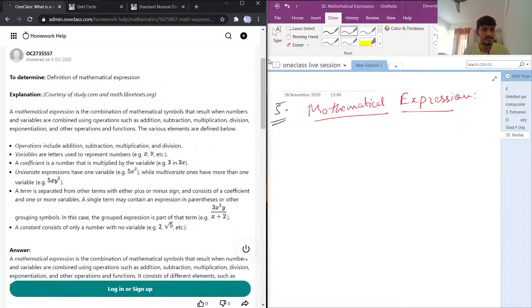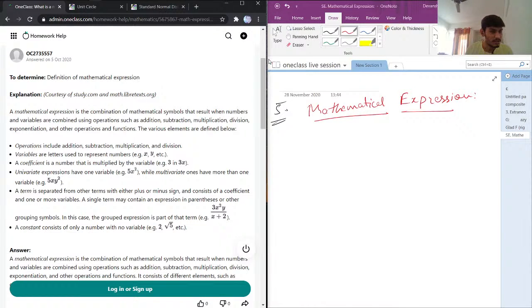A mathematical expression is the combination of mathematical symbols that result when numbers and variables are combined using operations such as addition, subtraction, multiplication, division, exponential, and other operations and functions. The various elements are defined below. So operations include addition, subtraction, multiplication, and division. Variables are letters used to represent values, like x, y, z. And a coefficient is a number that is multiplied by the variable.